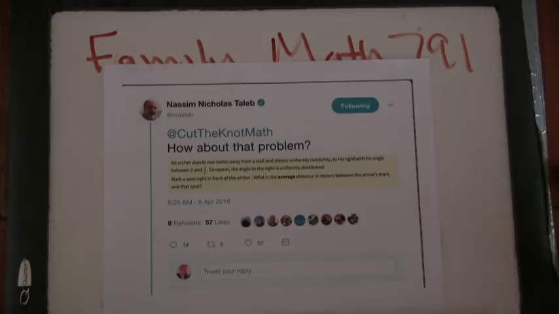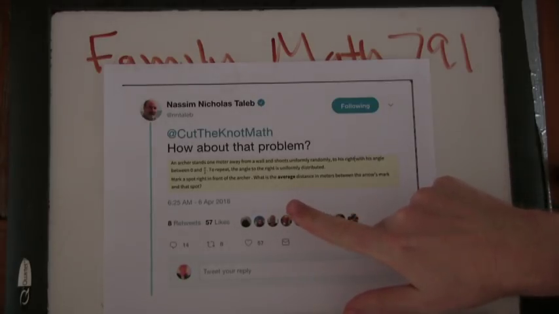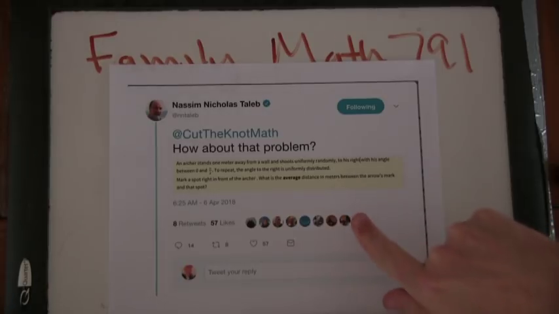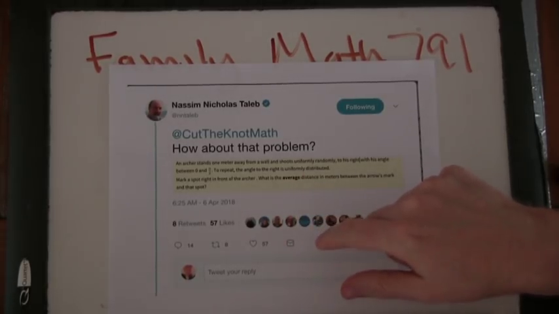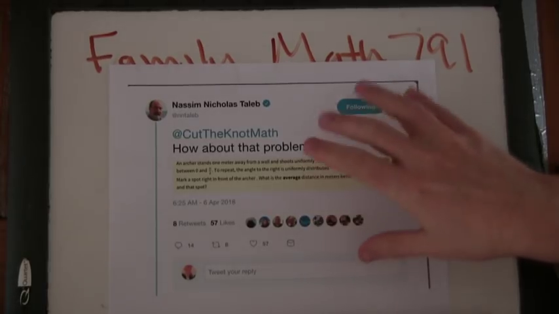So an archer stands at a wall, decides an angle between 0 and 90 to shoot at, and then shoots in that direction, and then the arrow hits the wall. So the arrow just goes until it hits the wall? Yeah. So we're going to be in that kind of pretend world where that could happen. What is the average distance in meters between the arrow's mark and the spot on the wall 1 meter in front of the archer? So do you want to draw a picture for this?